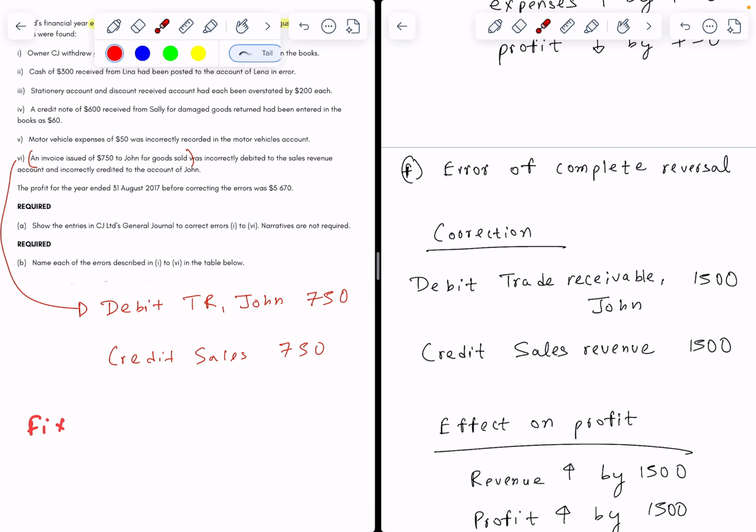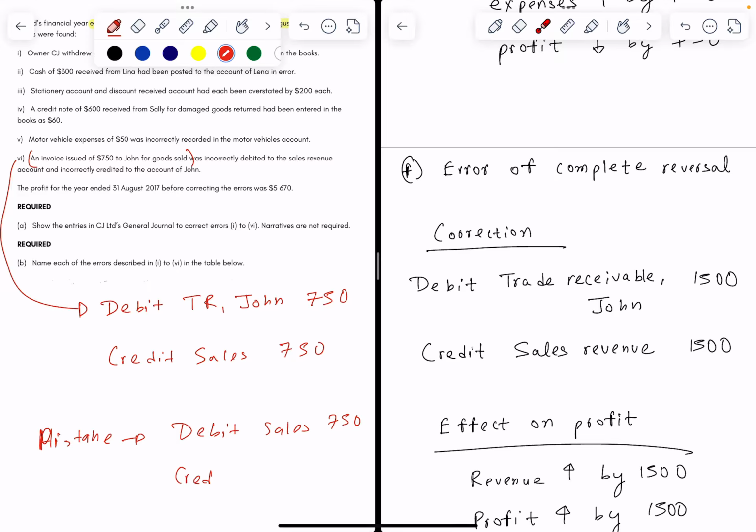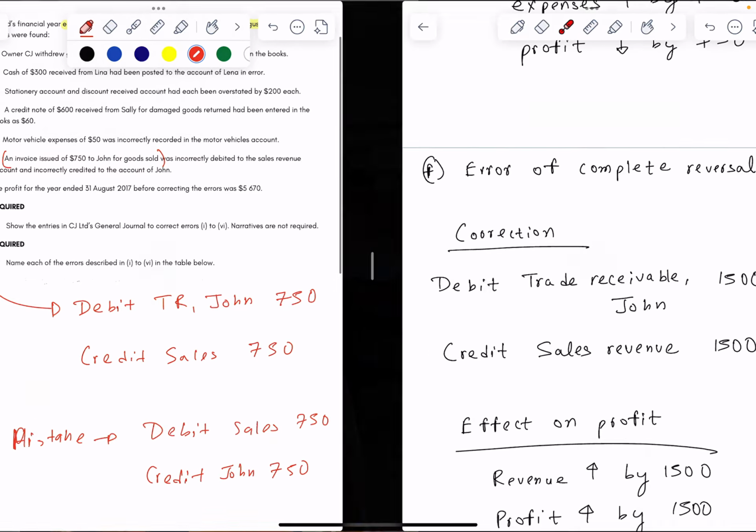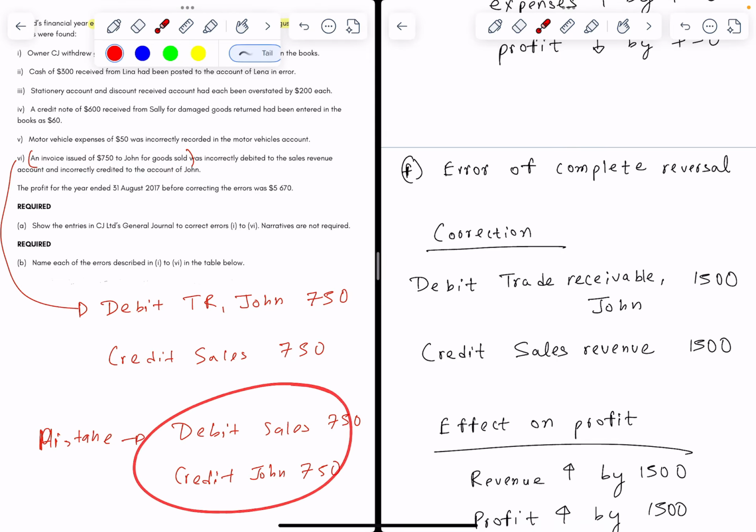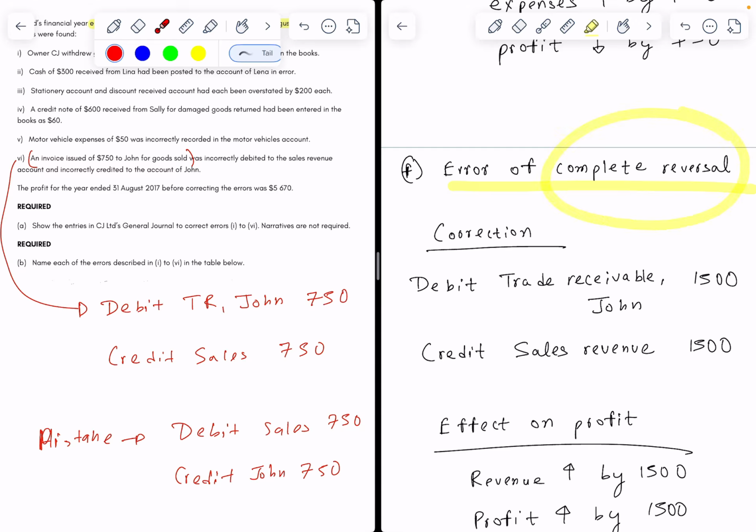They did the opposite of what we are supposed to do. So let's write the mistake here. So what they ended up doing was to debit the sales by $750 and to credit the account for John by $750. So you can clearly see they have done the exact opposite of what we should have done originally. Therefore, this clearly falls within the criteria of error of complete reversal, where the entire things have been flipped.